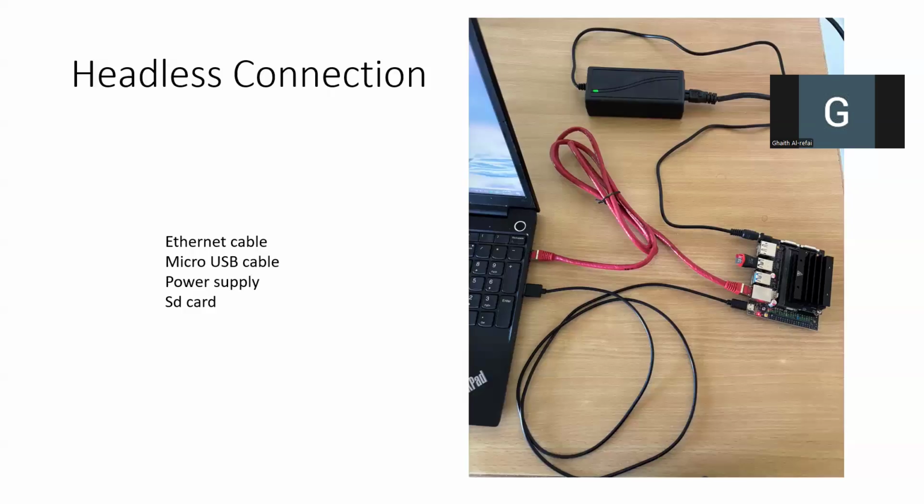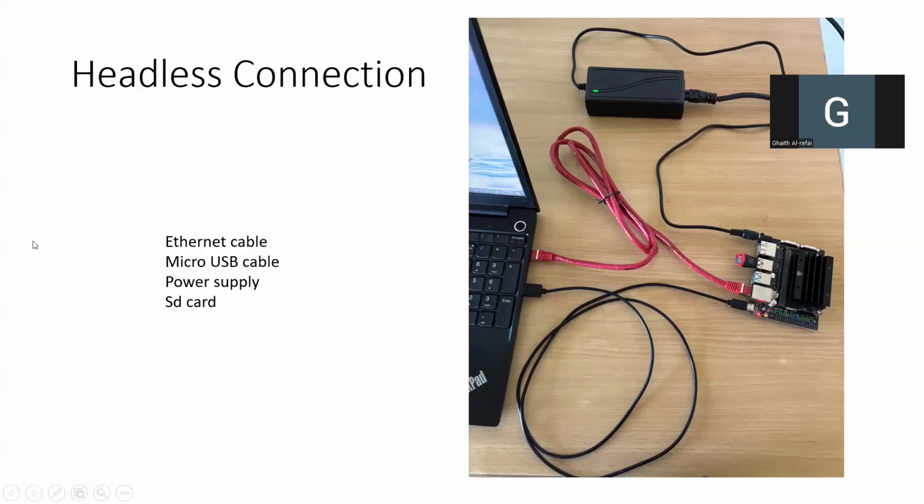And if you want to do headed setup, all you need is just an HDMI cable from this port to a monitor, and then you can use a USB mouse and USB keyboard, and you are done. You can just get started with it. Okay. So this is the first step. We did all the connections we want.